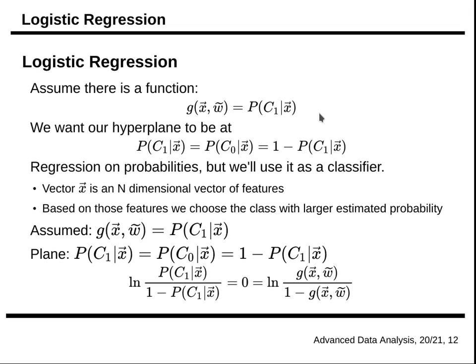We want the hyperplane, the discriminant, to be at the points where the probability of belonging to class 1 is the same as belonging to class 0. That is 50-50 on either side. So on one side of this discriminant, it will be more probable to be assigned to class 1. On the other side, it will be more probable that the points are class 0. And the discriminant lies exactly where the probabilities are the same. So we have this vector, the features, and based on those features, we can choose the class with these probabilities.